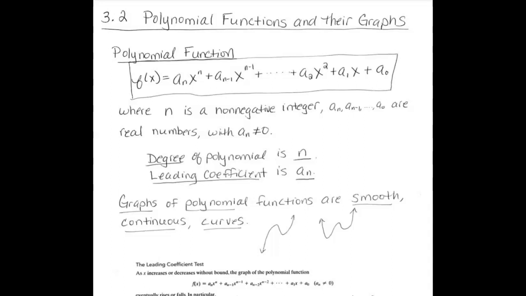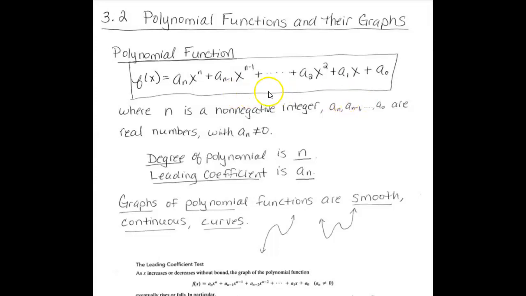In this video, we're going to cover section 3.2 on polynomial functions and their graphs. In section 3.1, we focused on just second degree polynomials or quadratic functions. This section moves on to if the highest power of x is larger than 2, so degrees of 3 and higher. So the definition of a polynomial function looks like this.